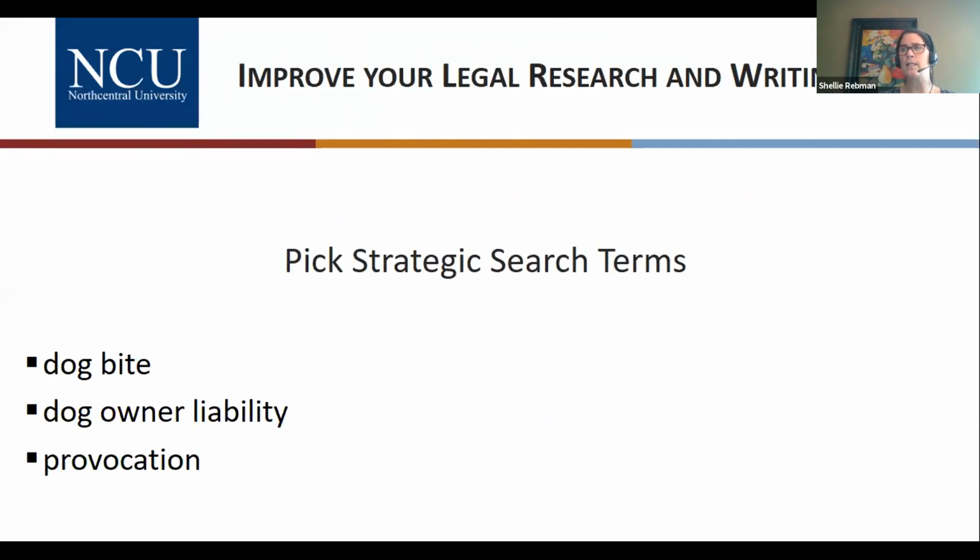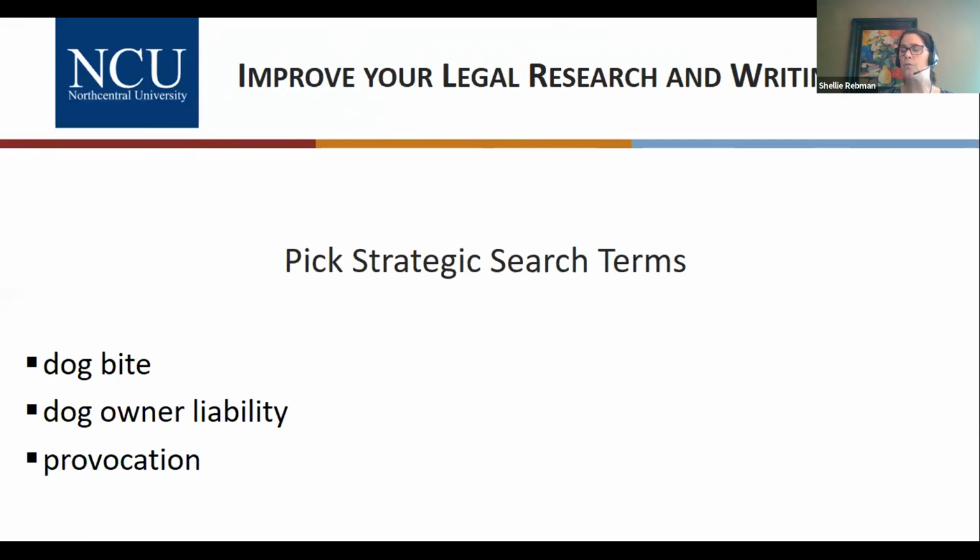So once you identify the legal issue, you want to pick your strategic search terms. Remember that you are looking for case law with similar laws and facts to your case, so your preliminary search terms will come from the facts of your case. Possible terms in this case might be dog bite, dog owner liability, and provocation.